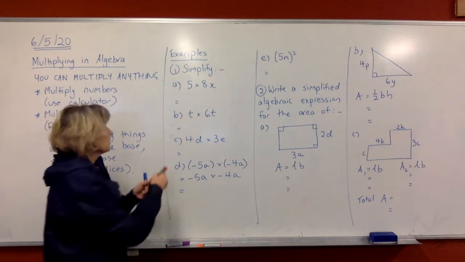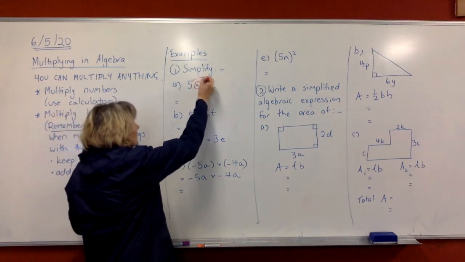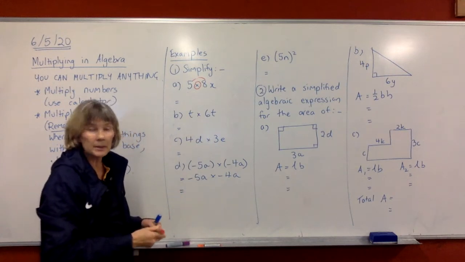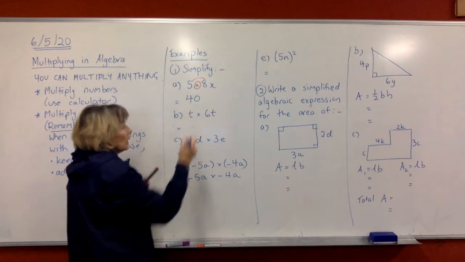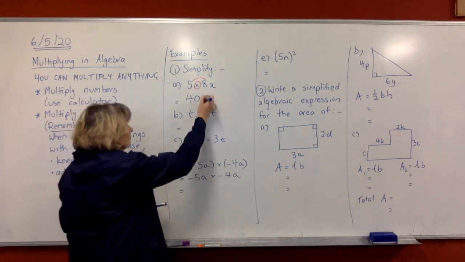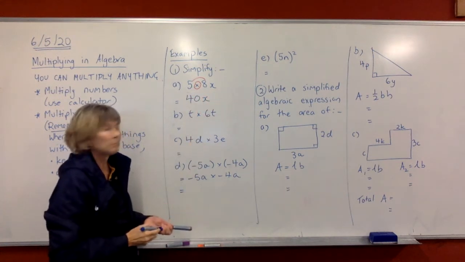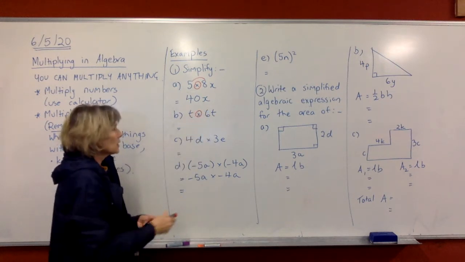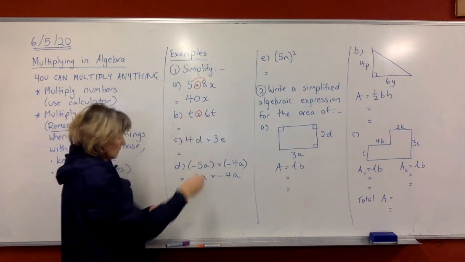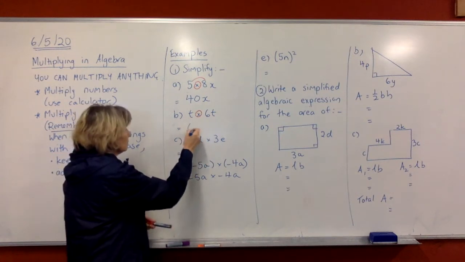All you have to do is see that you're multiplying. Use your calculator to multiply your numbers and you'll get 40. And then you just write your letters on the end. So we're writing the X on the end. In this next question, you can see we're multiplying. There's only one number here, it's the 6. So you can just write that straight down.